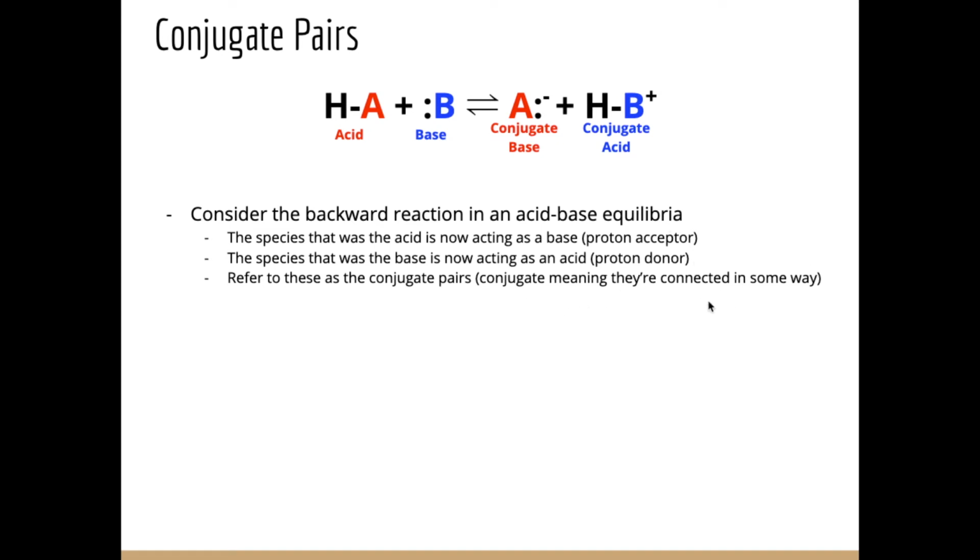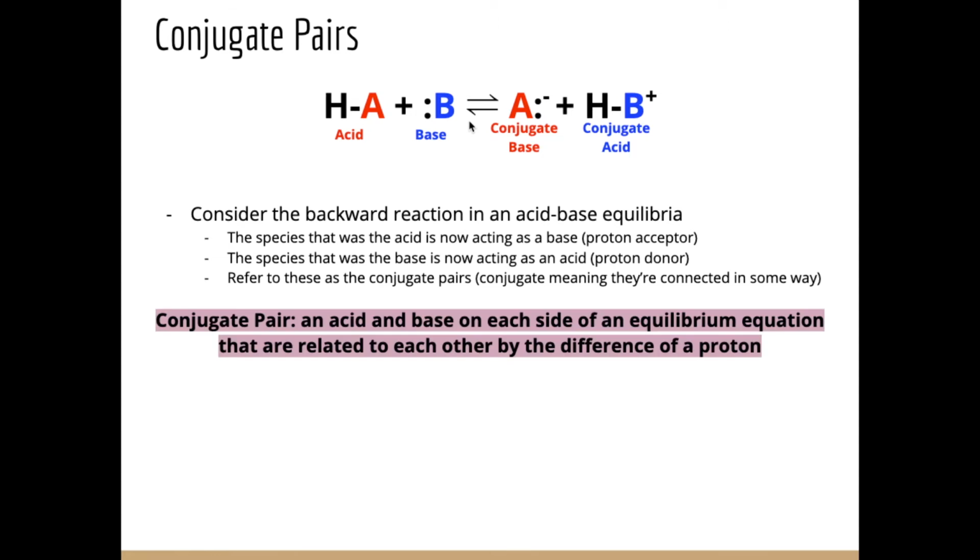Again, conjugate means that they're connected. So this was the species which is connected to that, and this is the species that was connected to that. So we can identify these as conjugate pairs of each other, where we have a definition that a conjugate pair is an acid and base on each side of an equilibrium equation that are related to each other by the difference of a proton. So we have our one conjugate pair here that are related by the difference of the proton, and our other conjugate pair there.